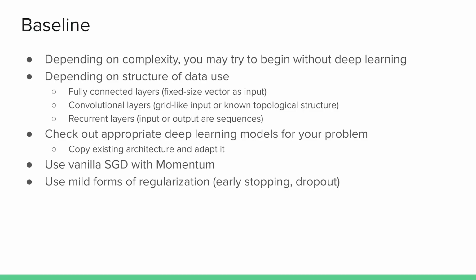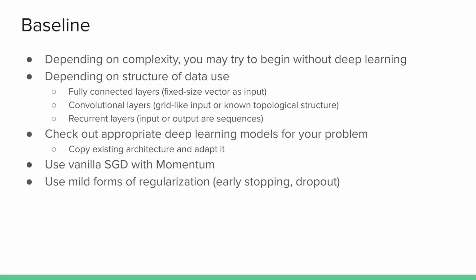Before you start developing your machine learning models, you should actually try to establish a baseline. Maybe depending on the problem that you're looking at, you could try to do something without deep learning in the beginning, run a k-nearest neighbor classifier, do some manual programming and see how fast and how far you can get with that. And depending on the structure of the data, you should start, we have now these three types of layers where we have fully connected layers, where we have fixed size vectors input.